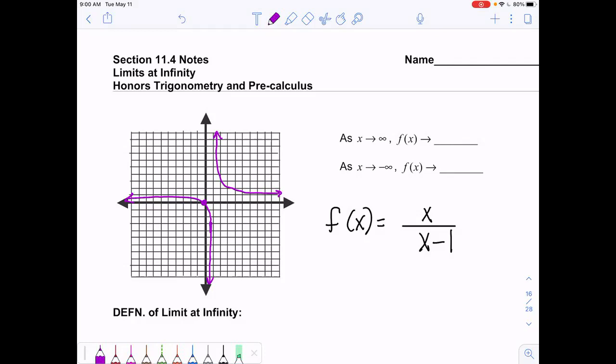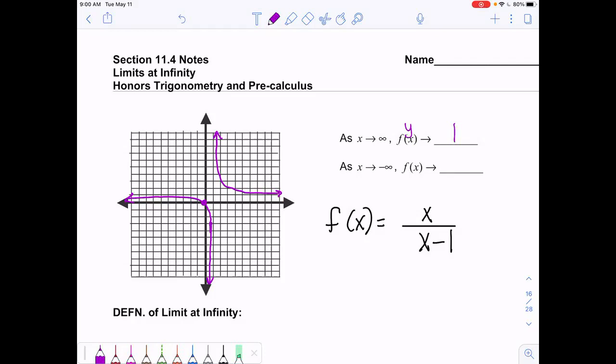So the question says, as x approaches infinity, so x going to infinity means we're going to the right side of the graph. What is f of x approaching? Remember, f of x is the same thing as y. Peter? 1. Because as I'm going out this way, the y values are getting closer and closer and closer to the number 1.